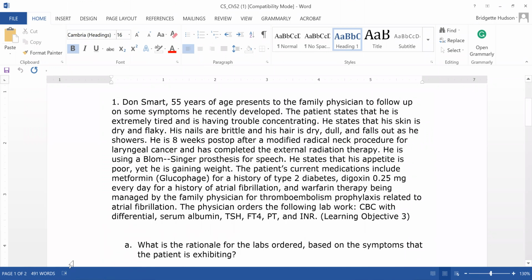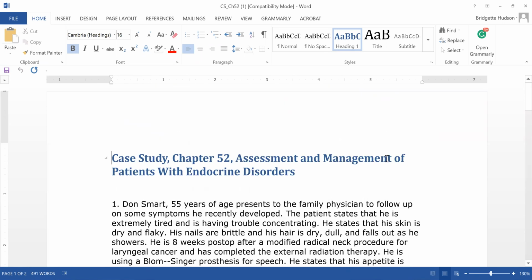All right, so we have Mr. Smart that presents to the family physician some recent developments that they've had. The patient states he's been extremely tired. He's having trouble concentrating. Skin's dry and flaky. Nails are brittle. His hair's dry, dull. It's been falling out in the shower. He's 8 weeks post-op from, oh, we did this one. Yes, we did that one. I'm like, this sounds familiar.